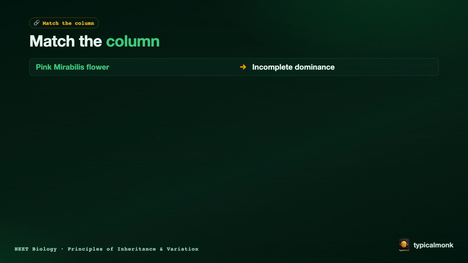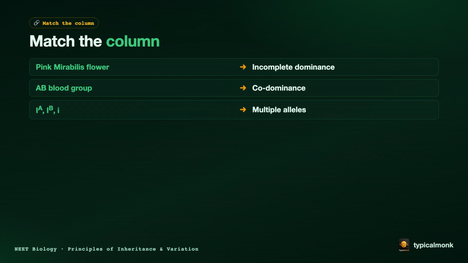Now, the second drill, match the column. Make the correct pairing. Pink mirabilis flower, incomplete dominance. AB blood group, co-dominance. IA, IB, small i, multiple alleles. And genotype, small ii, blood group O.